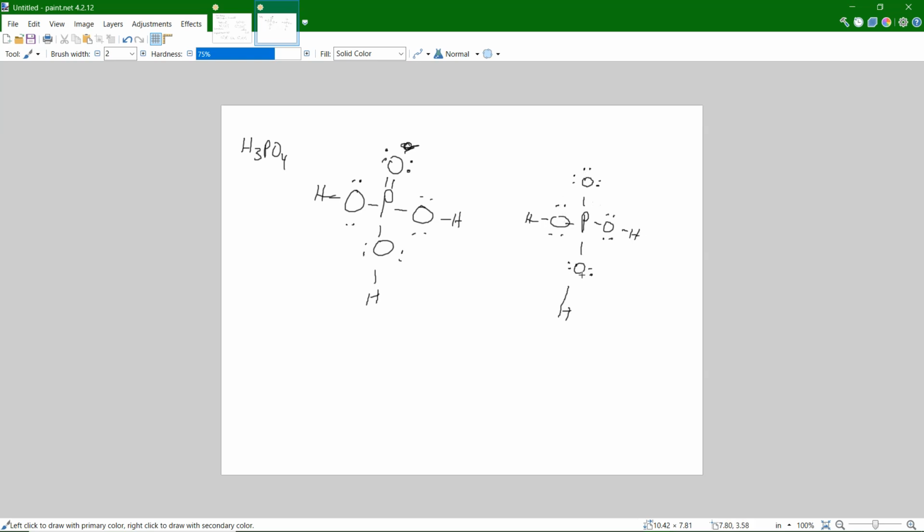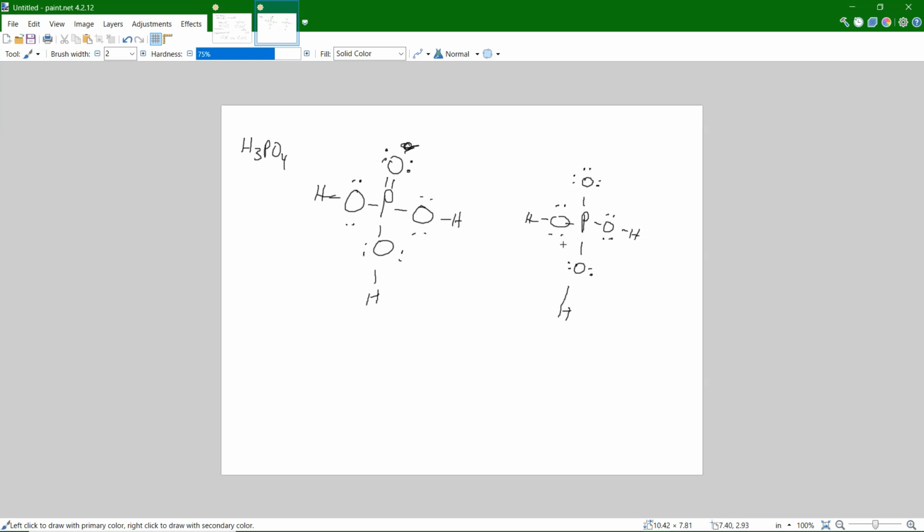6, 8, 10, 12, 14, 16, 18. That's all the lone pairs. 20, 22, 24, 26, 28, 30. Yeah, this is 32 as well, and the octet rule is satisfied. So you're going to say, oh, this should be the winner, the one on the right. Well, guess what? It's not.